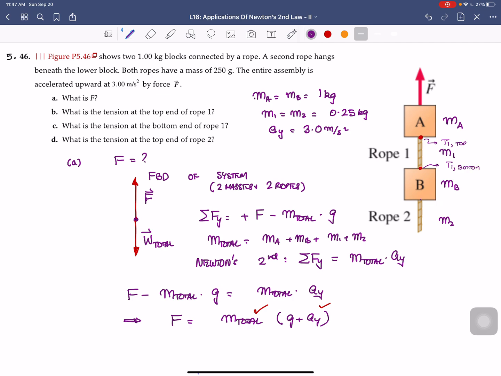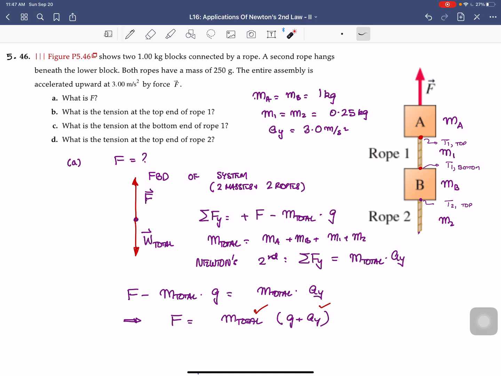And similarly for the second rope here, we've got the tension T2 at the top end. The bottom end we don't have to worry about. We know the tension is going to be 0, because, as you will soon see, from the logic we're going to be applying to figure out these tensions, the tension at the bottom is going to be 0. Okay.